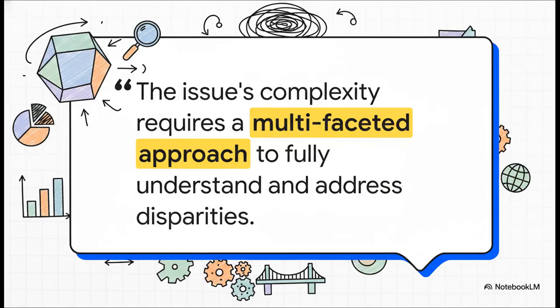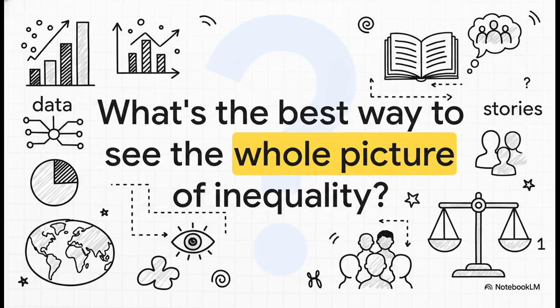And that, right there, is really the bottom line. A problem as big and messy as inequality just can't be squeezed into a single perfect number. To really understand it, and more importantly, to do something about it, you've got to look at it from all sorts of different angles. So that leaves us with one last big question to think about. If we know that one number is never going to be enough, what's the right mix? What combination of data, of graphs, and maybe even personal stories do we need to truly see the whole human picture of inequality? That's the challenge ahead for all of us.